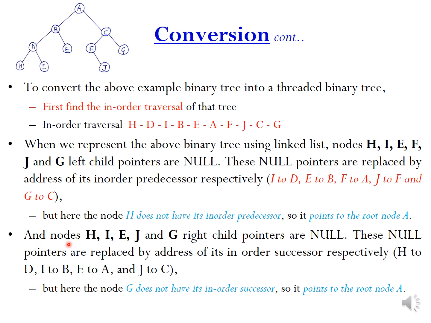In the same way, the nodes H, I, E, J, G have right child pointers that are null. These null pointers are replaced by the address of their in-order successor respectively. So H will point to D, I will point to B, E will point to A, and J will point to C. It is to be noted here that the node G does not have an in-order successor, so it points to the root node A.